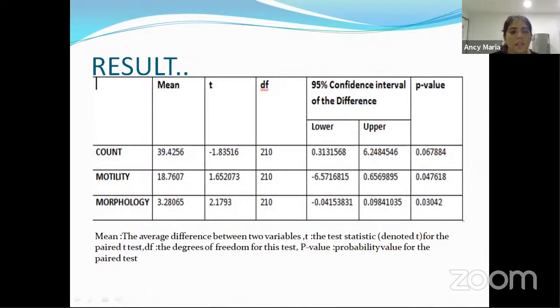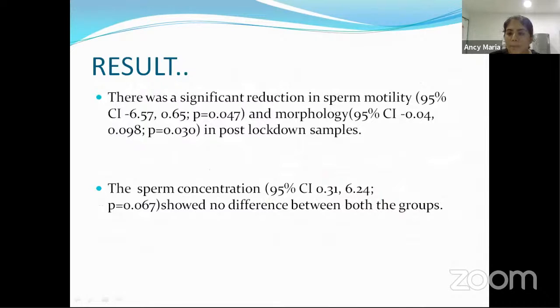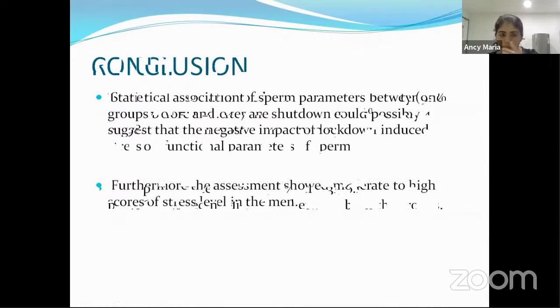The result is given by the probability value, the p-value. The results were taken as significant when the p-value was less than 0.05. In our study, the motility and morphology p-values were less than 0.05, whereas the sperm concentration was 0.06, which was not significant. From that statistical analysis, it could be said that there is a significant reduction in sperm motility and morphology in post-lockdown samples, whereas there was no difference in sperm concentration.